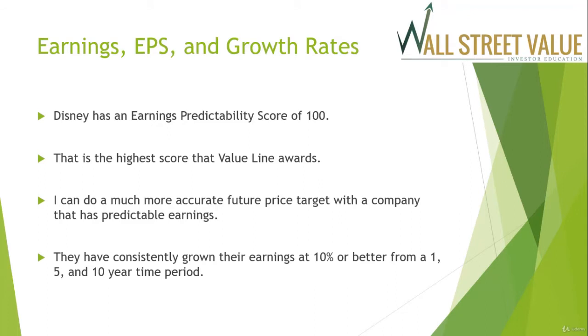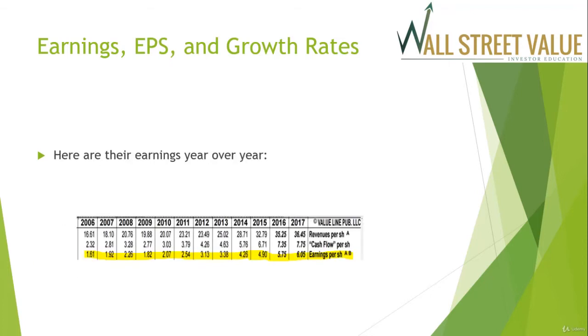Disney has an earnings predictability score of 100. That's the highest score that Value Line awards. I can do a much more accurate future price target with a company that has predictable earnings. They have consistently grown their earnings at 10% or better from a 1, 5, and 10-year time period. And here are their earnings year over year.